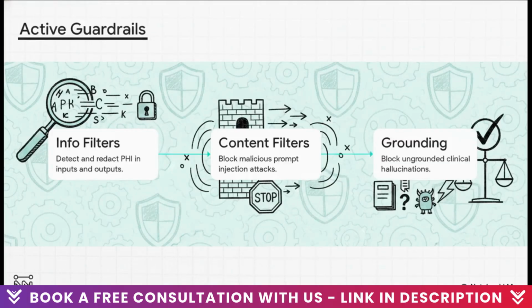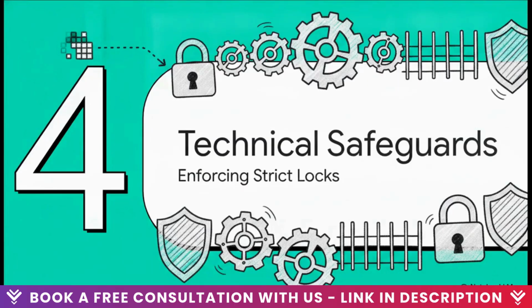But static scrubbing isn't quite enough, right? You also need active guardrails, like Amazon Bedrock guardrails. These act as active filters to detect and redact stray PHI on the fly in both inputs and outputs. They block malicious prompt injection attacks, and, critically for healthcare, they provide contextual grounding. This evaluates the model's response against verified source documents, strictly blocking dangerous clinical hallucinations, like a fabricated medication dosage, from ever reaching the clinician.